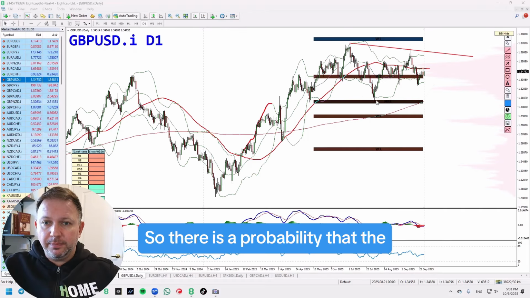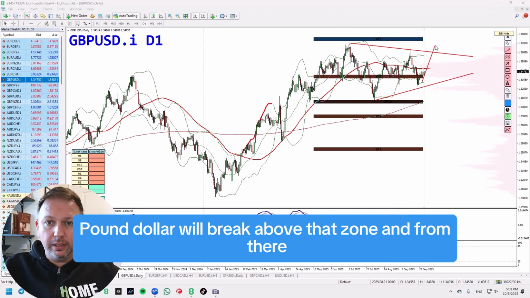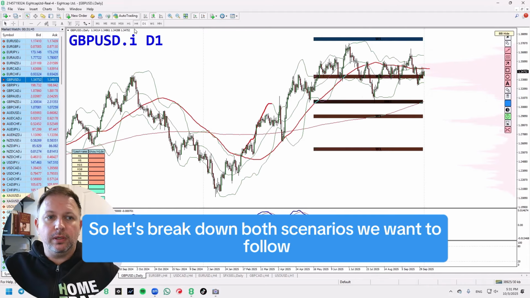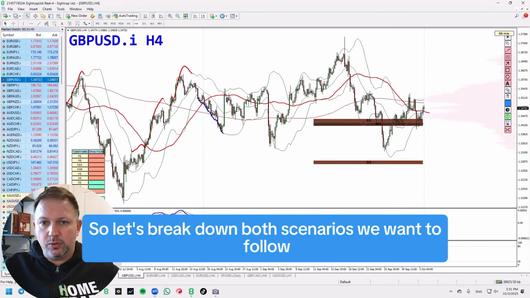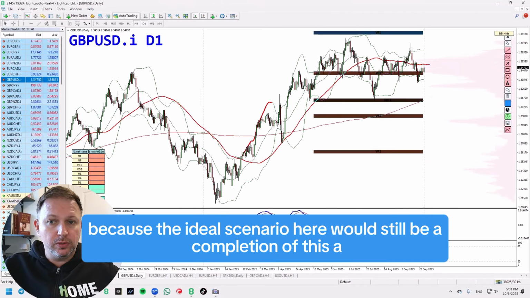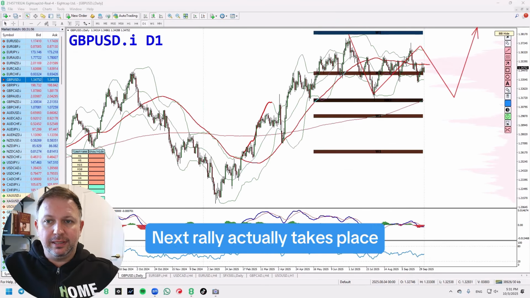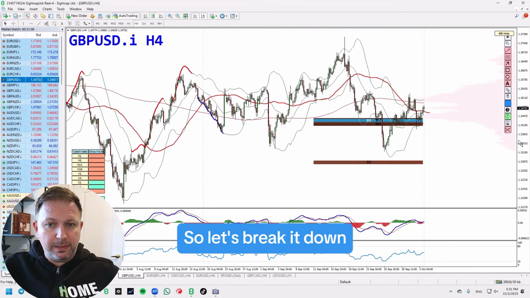So there is a probability that the pound dollar will break above that zone and from there rally to above the 140 to complete the weekly cycle. So let's break down both scenarios we want to follow, because the ideal scenario here would still be a completion of this ABCD cycle before the next rally actually takes place. So let's break it down.